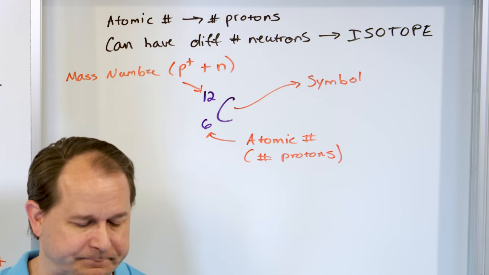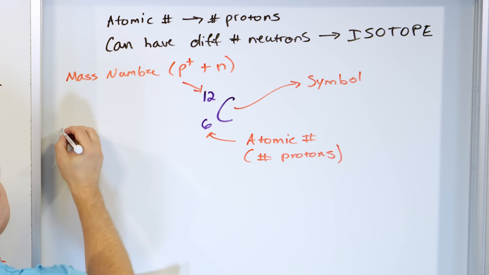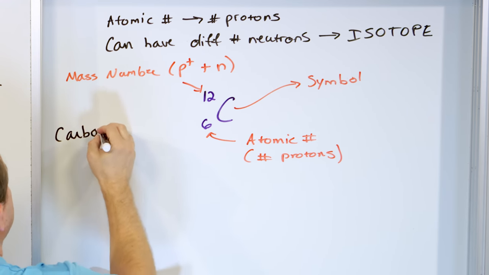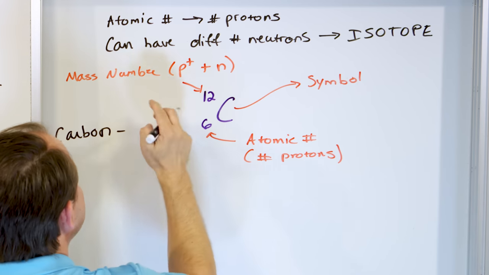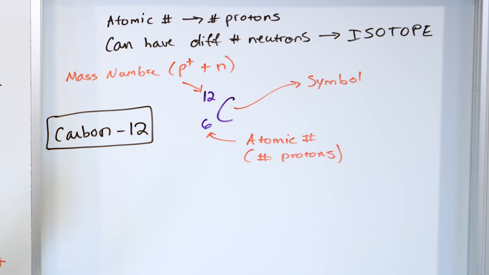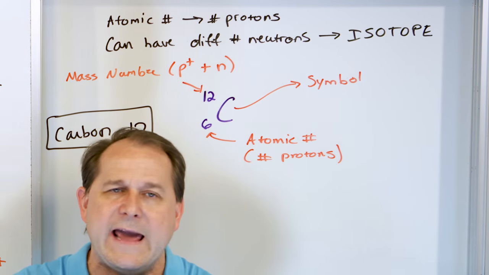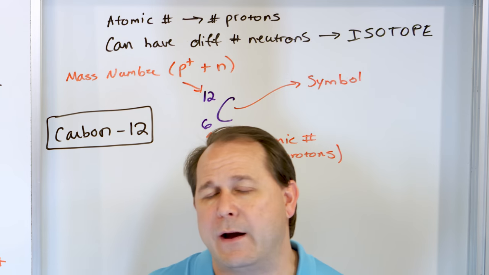And 6 protons there. And you might see this written as carbon, with a dash, and then the mass number up here, this is carbon-12. So this is the most common form of carbon. It's almost 99% of all carbon in the universe is carbon-12. And that's because it is more stable that way, essentially.